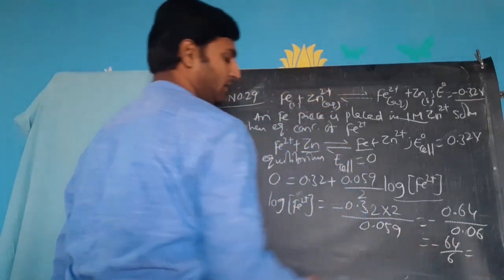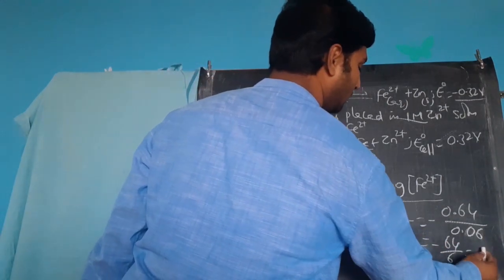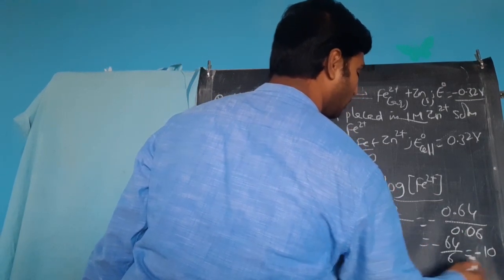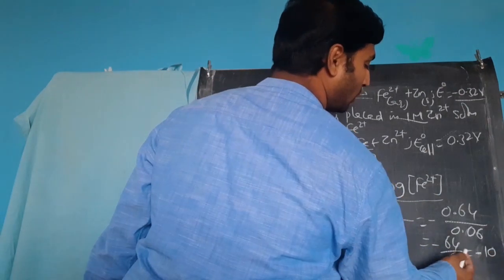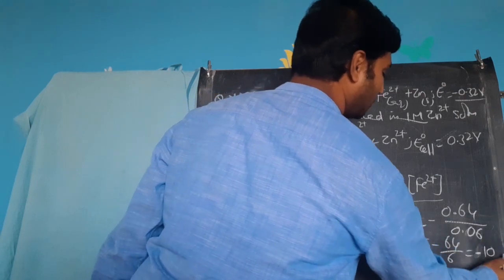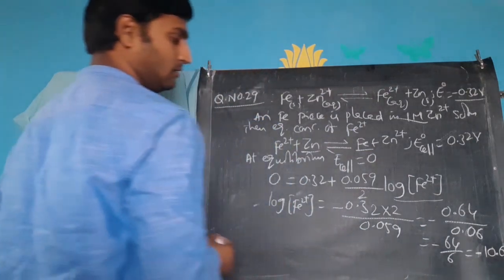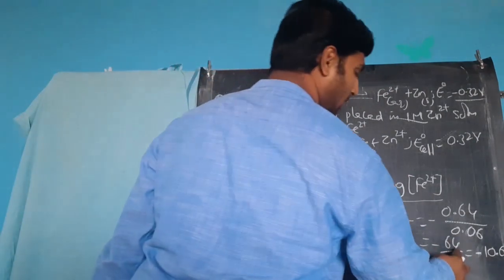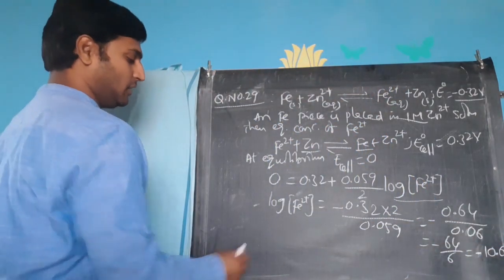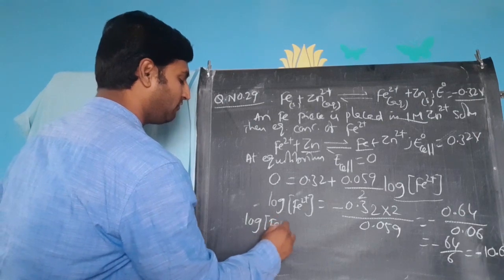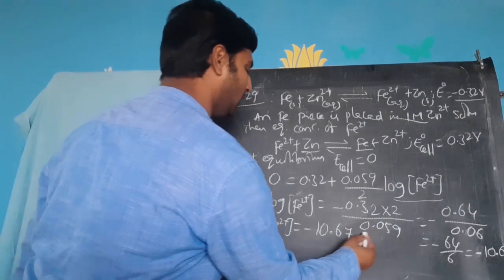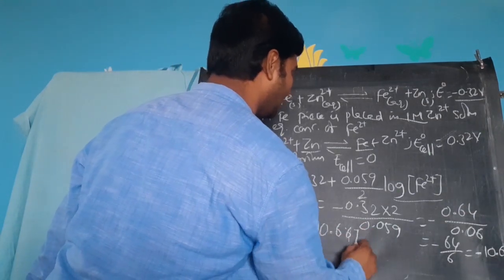Now, 64 will divide 6 how many times? 1, minus is of course there, 1, 0 I can keep. So 6 ones are 6, 0 if you are taking, then 40 it's going to be. 6 6s are 36, then you will be left with 4 again, so 6, so approximately minus 10.67 you will get. So log of Fe2+ concentration is minus 10.67 recurring, maybe 10.667 I can take.